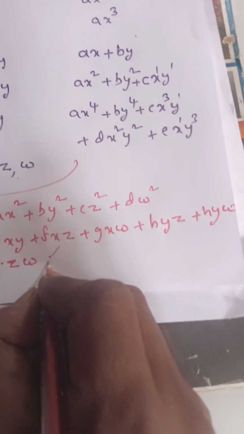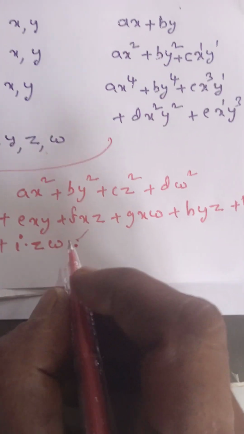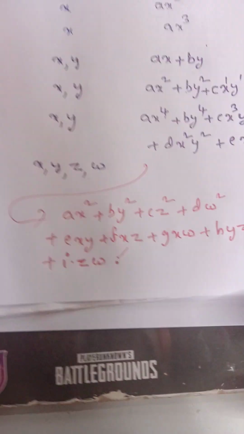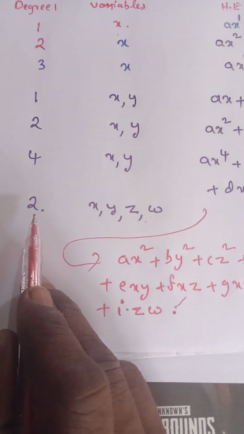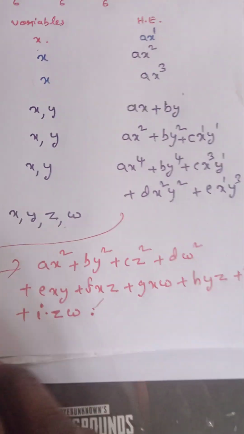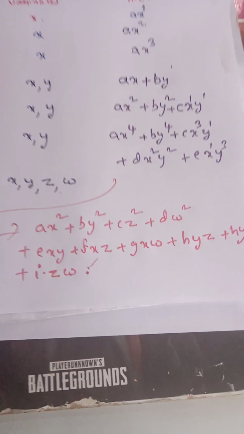The last one, we have to take 3 variables at a time. If I take 3 variables at a time in this expression, x, y, z, you can guess its degree will be 3. So we should not write the degree 3 term. Why? Because this is only the general form of the second degree homogeneous expression in the 4 variables x, y, z, w. Now you should not take any degree except 2.